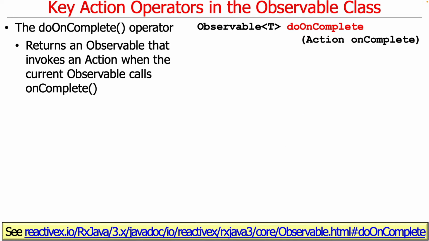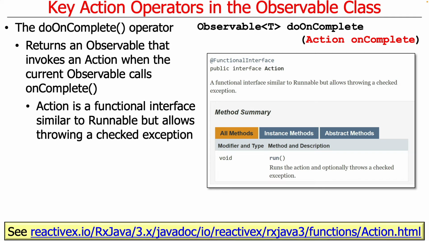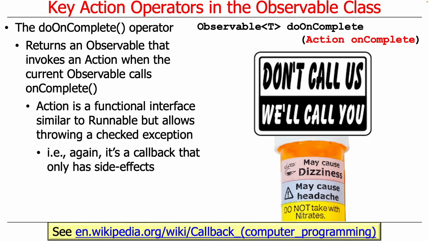There's also another action operator that's worth knowing about called doOnComplete. It returns an observable that invokes an action when the observable calls onComplete. And we'll talk a bit about how this differs from the doFinally call in just a second. So doOnComplete is called when the onComplete method is called. As with doFinally, it's passed an action, which is a functional interface that allows throwing a checked exception, but otherwise it's very much like Runnable in that it just has a run method that takes no parameters and returns nothing. And again, it's called back for side effects.